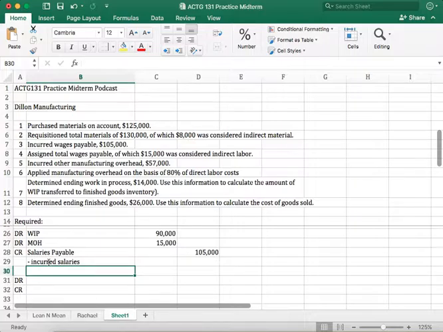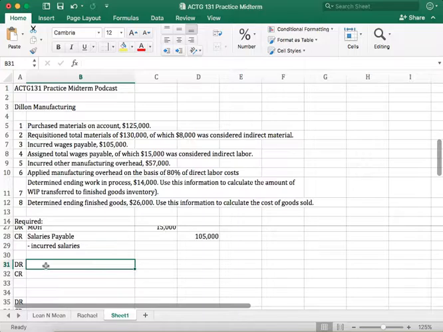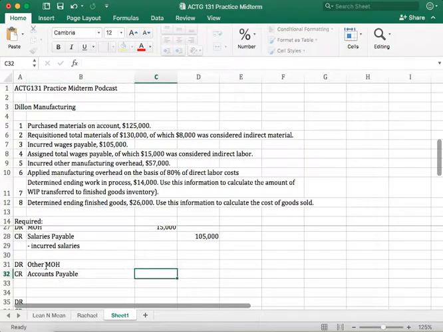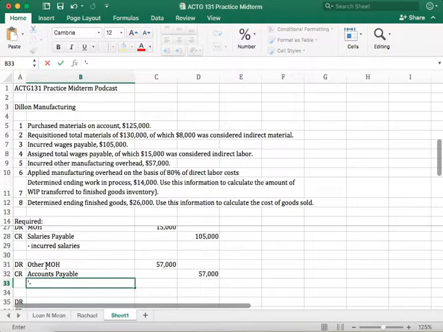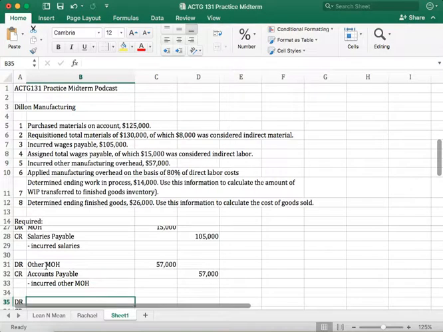So let's see, we have number 5 now, incurred other manufacturing overhead. So I'm just going to call the debit other manufacturing overhead. And the credit, because it's incurred, is to accounts payable. There's no cash involved. So what do we have? 57,000. And again, the explanation, incurred other MOH, manufacturing overhead.